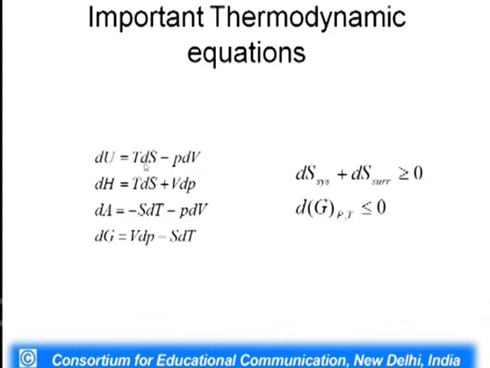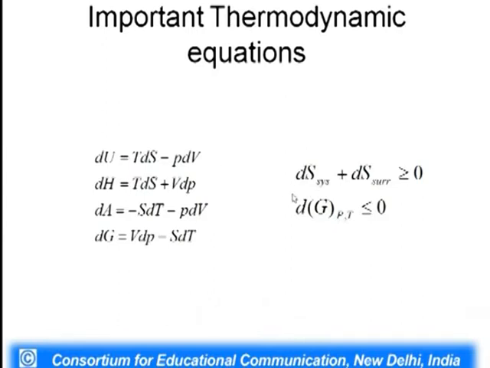There are four equations which we derive based on the first and second law of thermodynamics. dU is equal to TdS minus PdV, dH is equal to TdS plus VdP, dA is equal to minus SdT minus PdV, and dG is equal to VdP minus SdT. These are the basis of all the thermodynamic equations. U is internal energy, H is enthalpy, A is Helmholtz free energy, and G is Gibbs free energy. These equations are valid only for a closed system where composition doesn't change and no extra work is done.